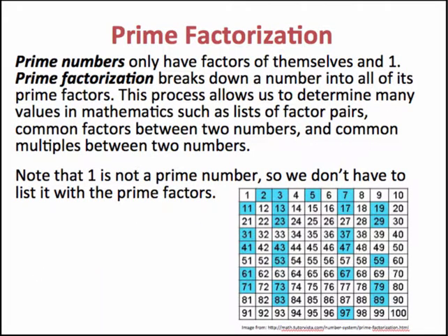As a review, prime numbers are quantities that only have factors of themselves and 1. In the chart at the bottom of the screen, you can see all of the numbers with blue background are considered prime numbers because you can only divide them by themselves and 1.